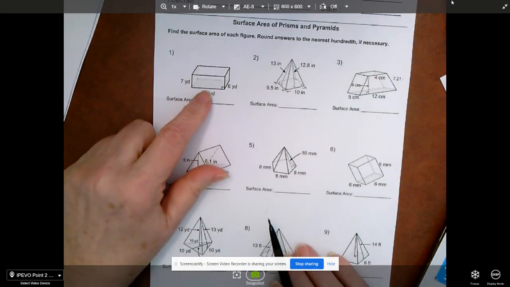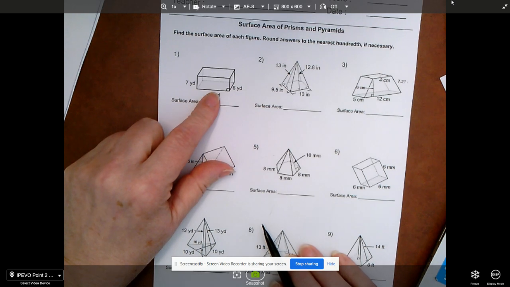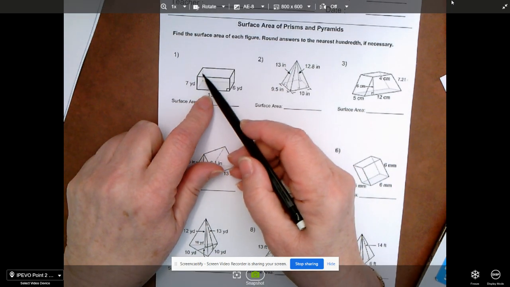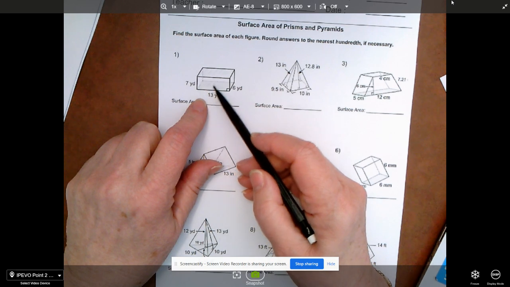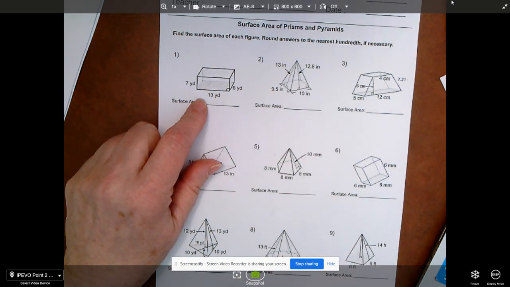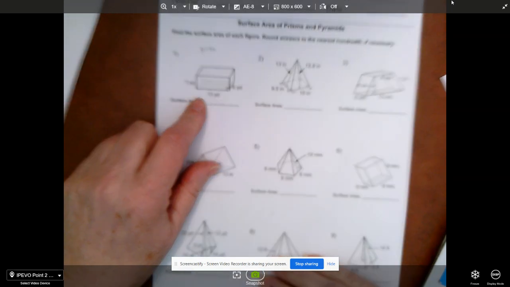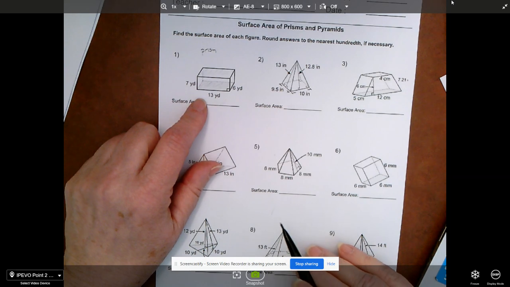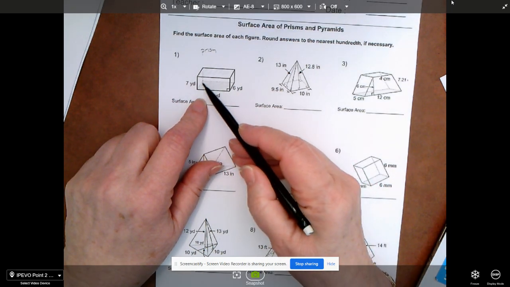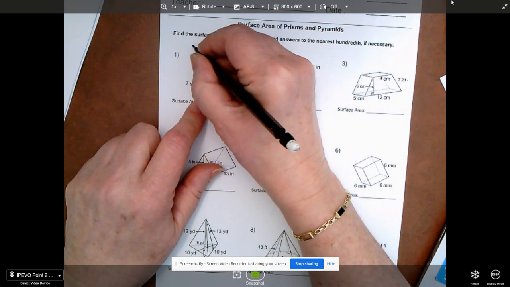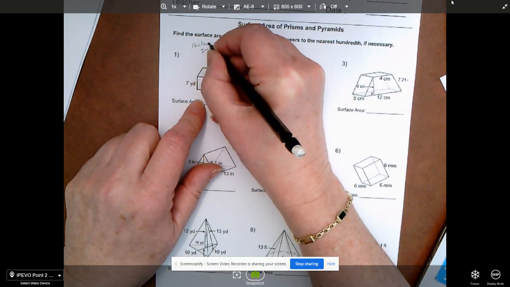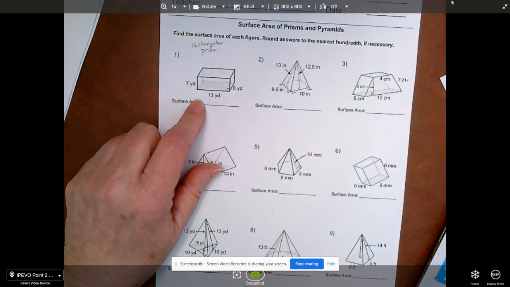So this is kind of the thought process I would use when I am working through this chapter. I would take a look at it, and the first thing I would try and figure out is, what is this shape? Well, I can see that my top is parallel to my bottom, so I know it's going to be some kind of a prism. If you remember, a prism is always named by the shape of its base. And so this is a rectangle, so this would be a rectangular prism.